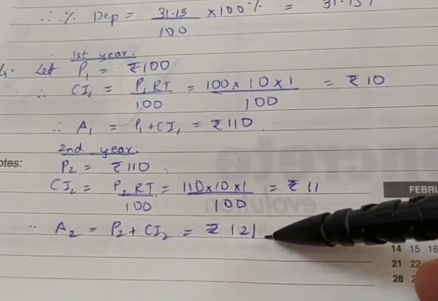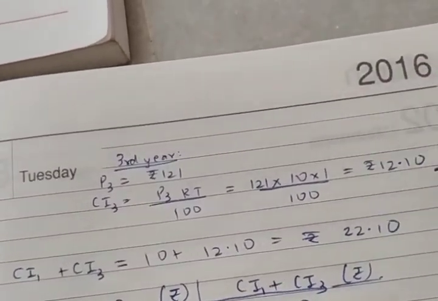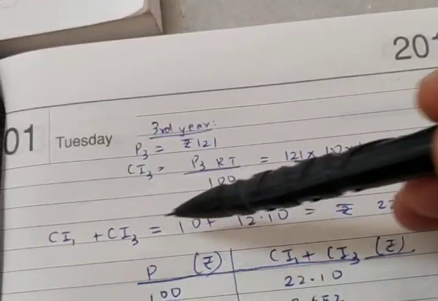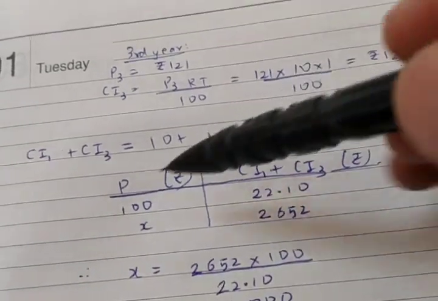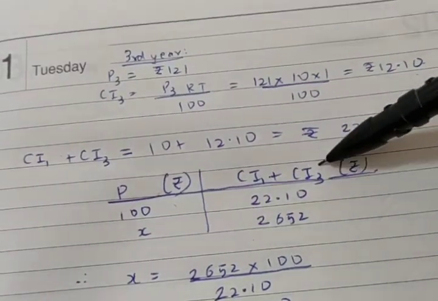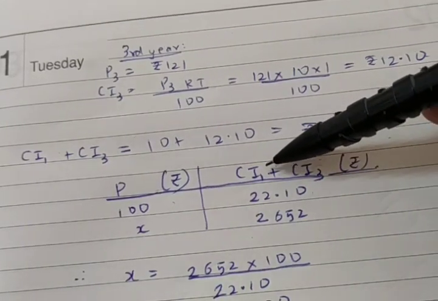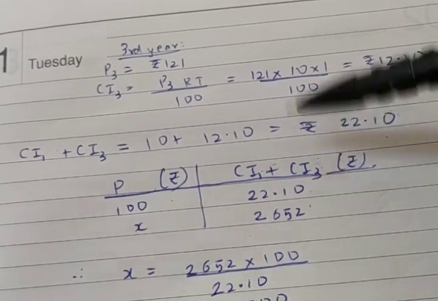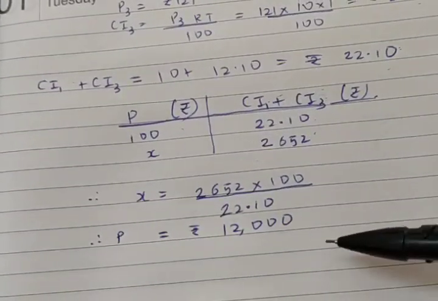This will become the principal for the third year, and the compound interest for the third year is 12 rupees 10 paise. So the compound interest for the first year and for the third year totally is 22 rupees 10 paise. These are the assumed values. So when we assume rupees 100 as a principal, we get the assumed addition of these two compound interests as 22.10. But the actual addition of the compound interests of first year and third year is given as 2652. So what is the actual principal? We will use the unitary method to get the final answer as rupees 12,000.